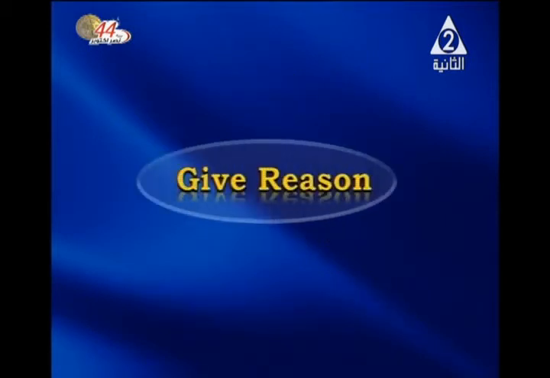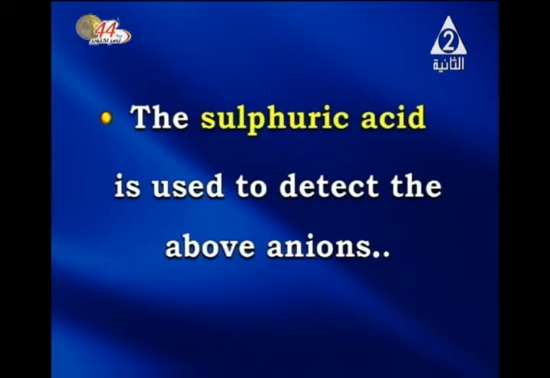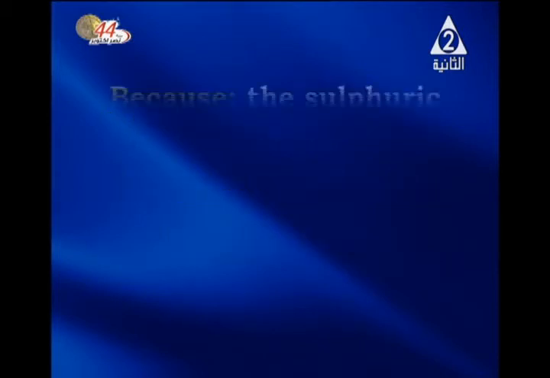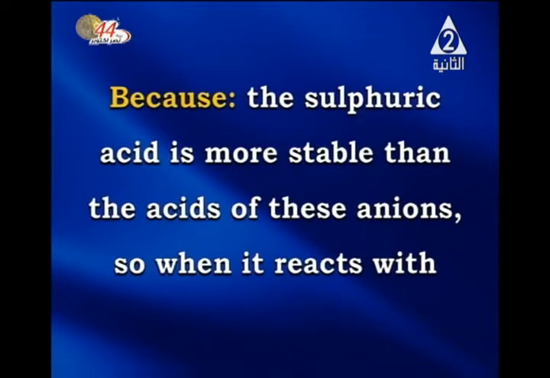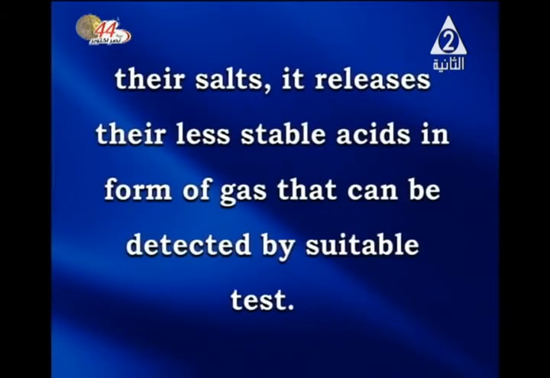My dear students, we have to give the reason in this point. The sulfuric acid is used to detect the above anions. The reason for that is that sulfuric acid is more stable than the acids of these anions, so when it reacts with their salts, it releases their less stable acids in the form of gas that can be detected by a suitable test.